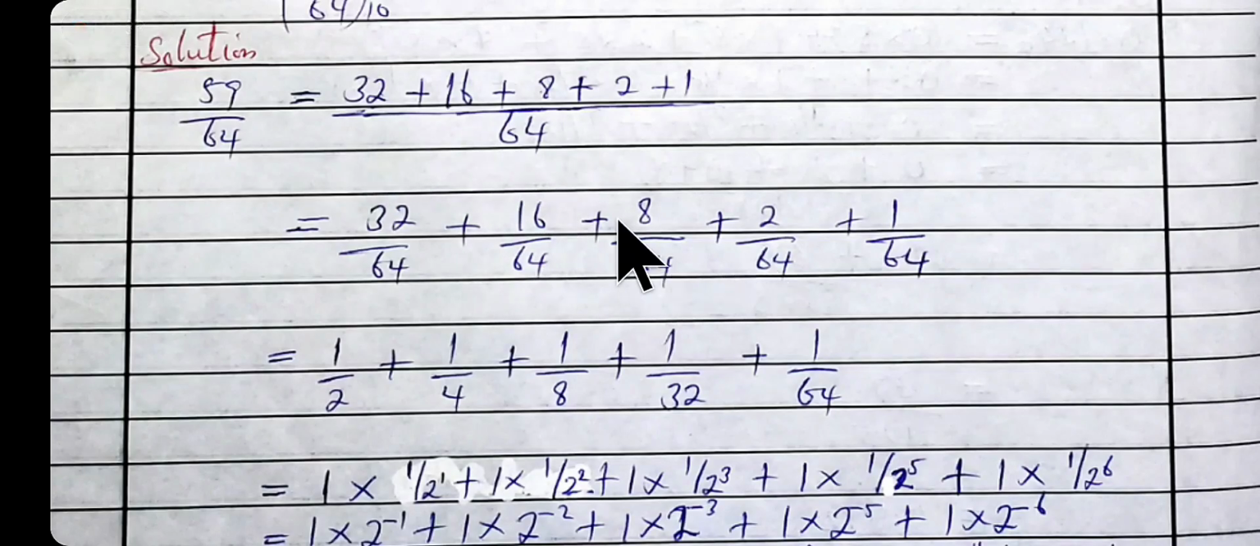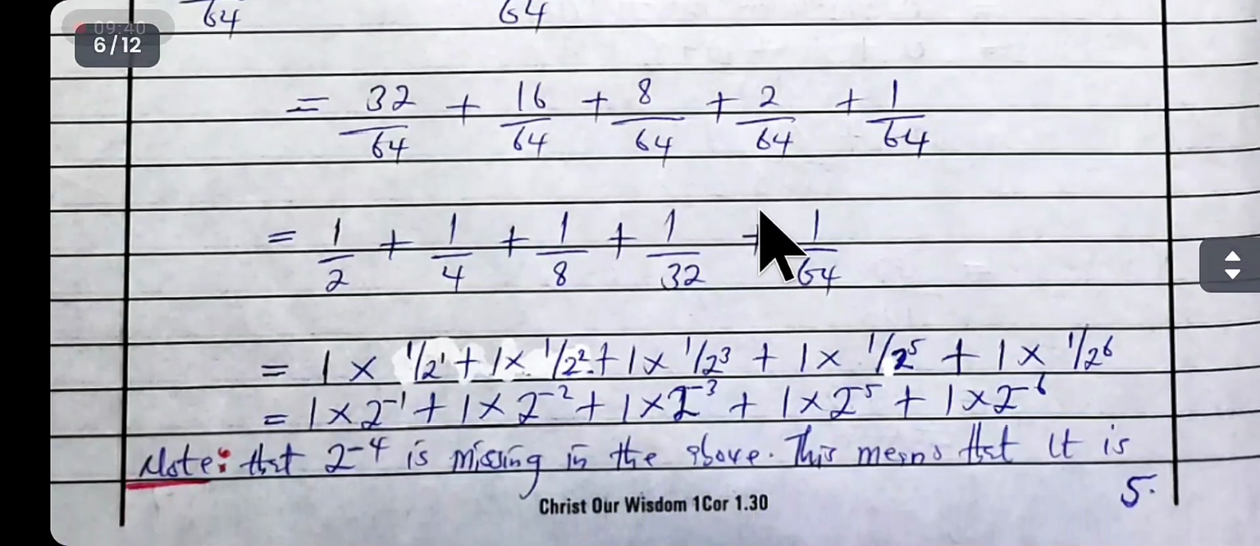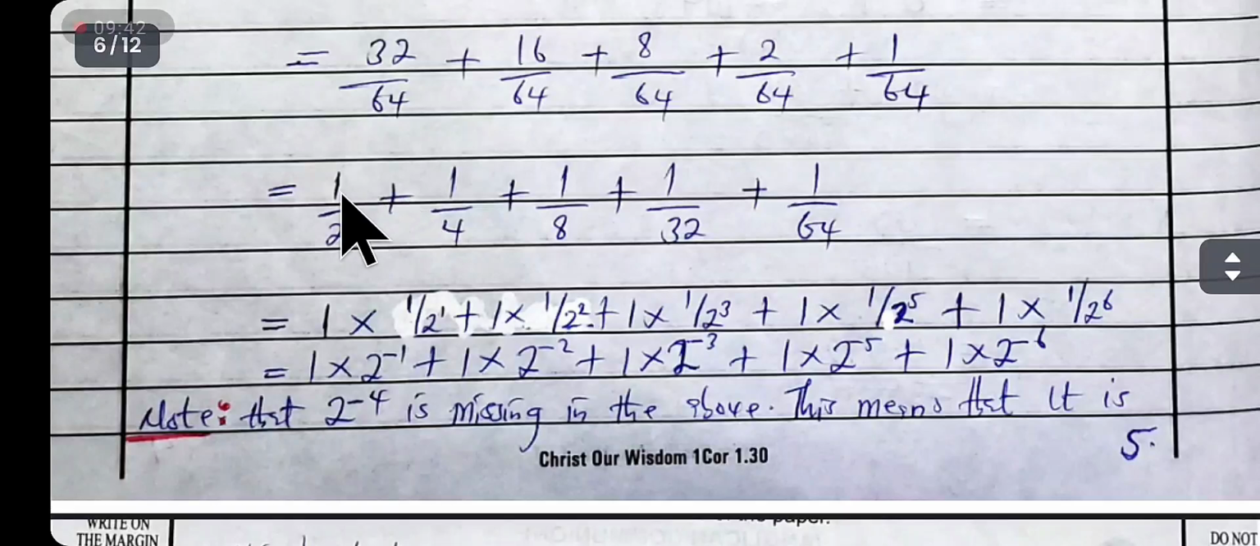So that's what we do here. 16 over 64, 8 over 64, plus 2 over 64, plus 1 over 64. Okay, so what you are going to have here now is, if you reduce 32 here, 1, 32 here is 2. So we just reduce it. We are reducing it. 16 here, 1, 16 here is 4.